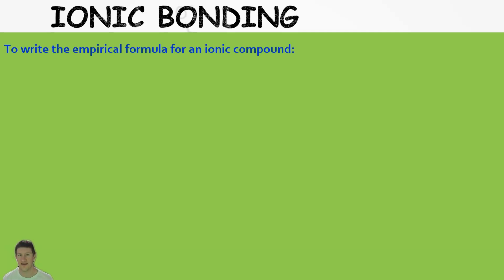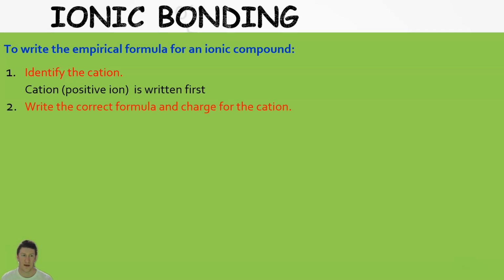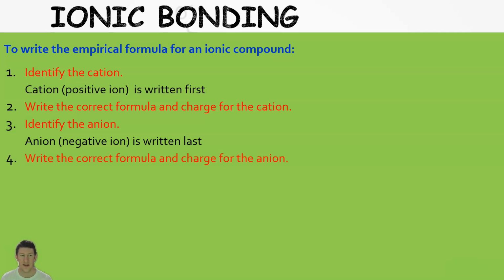To write the formula for an ionic compound, we first identify what the cation is. So remember, cats are positive. So which of these ions is becoming positive? The cation is always written first. Then write the correct formula and the charge for the cation. We then identify what the anion is. The anion, which is the negative ion, remember, anion, that's written last. Then we write the correct formula and the charge for that anion.